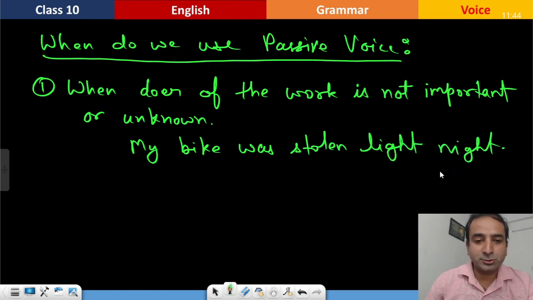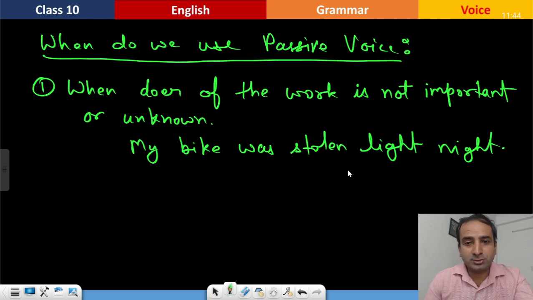Here we want to state the incident. My bike was stolen. Who stole? I don't know. And even it is not important to say, suppose we are going to lodge an FIR. So there we want to state the incident. So we will say my bike was stolen last night, and we will put some other details when we are asked. Okay, so incidents can be stated in passive voice easily.